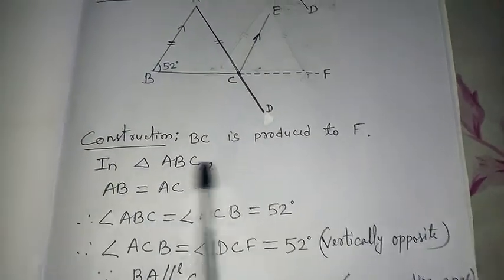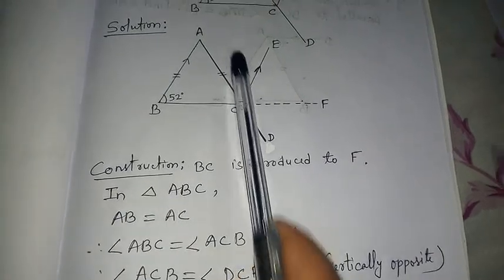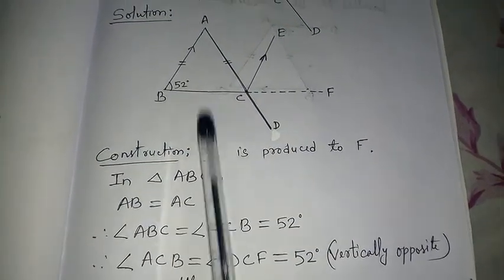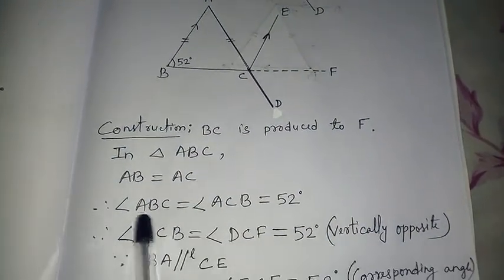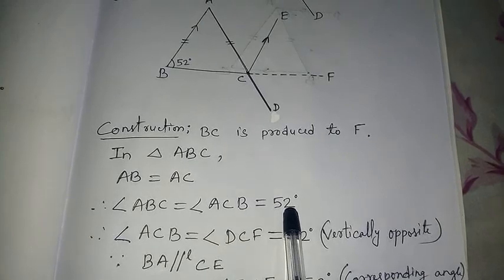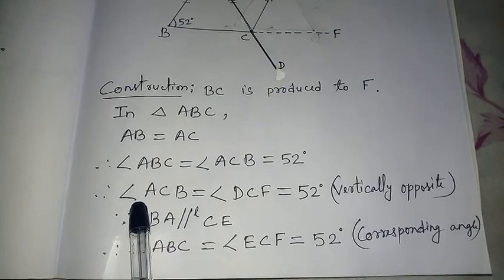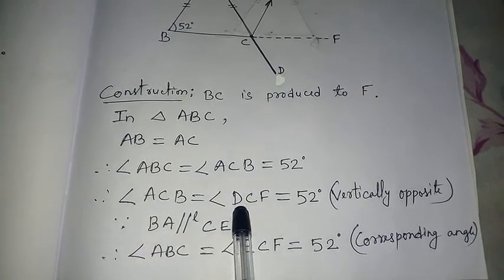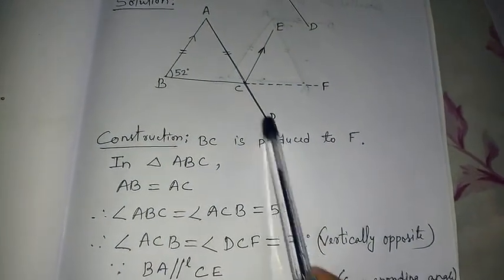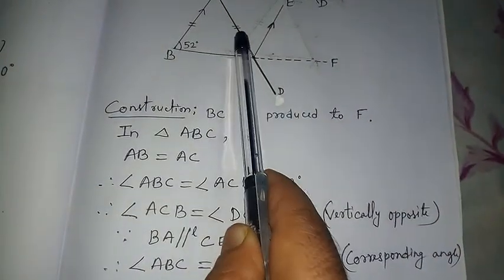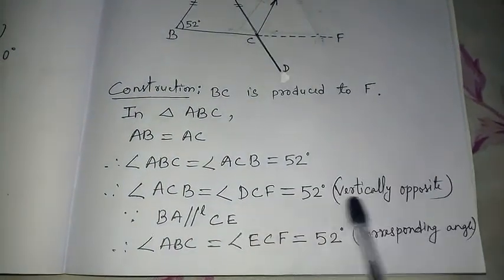So now I will start here. BC is produced to F. Now in triangle ABC, AB is equal to AC. That's why these two angles, angle ABC and angle ACB, both will be equal, and it is 52 degrees, because when two sides are equal, the angles at the base will be equal. And angle ACB is equal to angle DCF, that is both will be 52, because just now we came to it is 52. If it is 52, this will also be 52, vertically opposite.